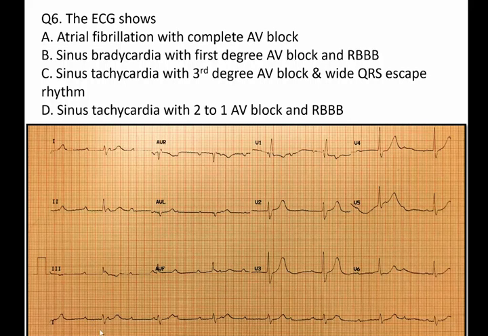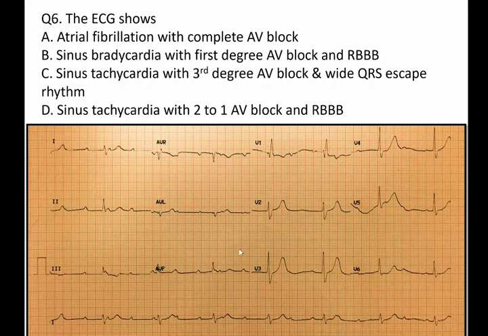Now, if it were to be Wenckebach block, the PR interval should gradually increase and the RR interval should be irregular. But here we find that the PP intervals are constant, the RR intervals are also constant, and the apparent PR intervals are varying. So this is diagnostic of complete or third degree AV block.